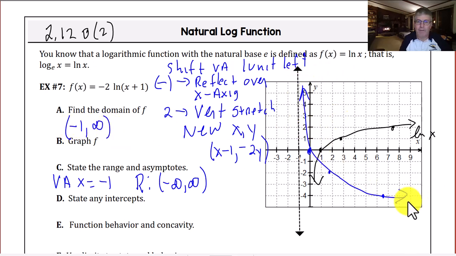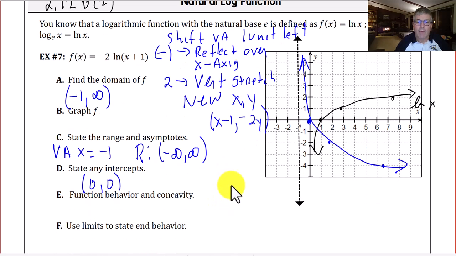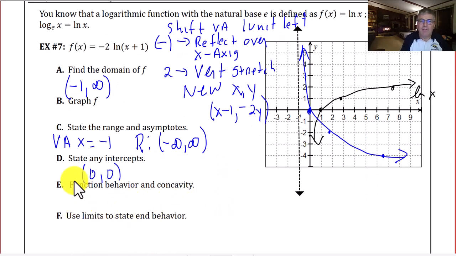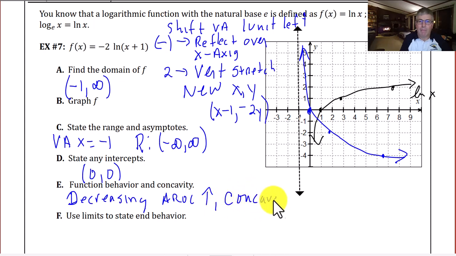I've graphed my function f. State the range and the asymptotes: I have a vertical asymptote at x equals -1, and our range goes from negative infinity to infinity. The only intercept I see is the origin. We pass through the origin, so we go through (0, 0). For function behavior and concavity, our function is decreasing, even though our rate of change is actually increasing. It's becoming less and less negative, and this is concave up.